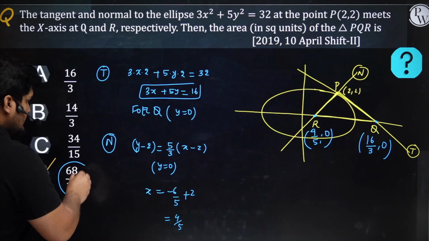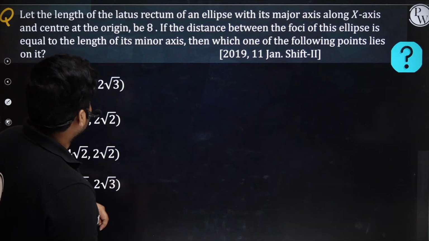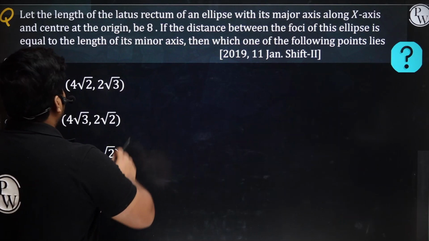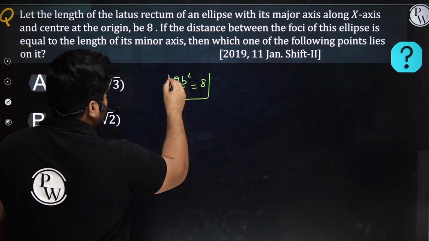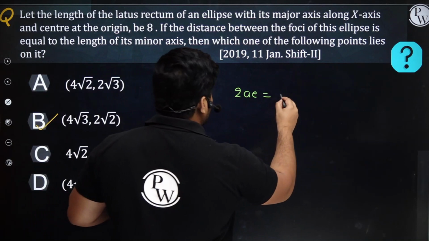And this also is just writing the normal and tangent. That's all. Moving on to the next one. Let the length of the latus rectum of an ellipse with its major axis along the x-axis and center at the origin be 8. Okay, length of the latus rectum, so 2b² by a is equal to 8. Fine. The distance between the foci of the ellipse is equal to the length of its minor axis, which is 2b.